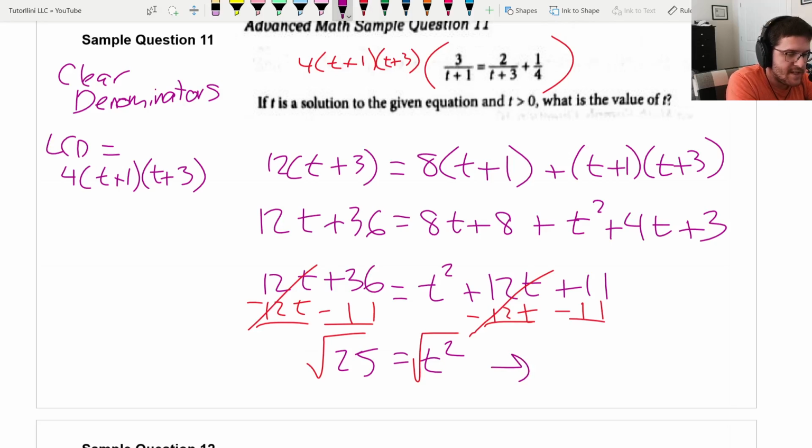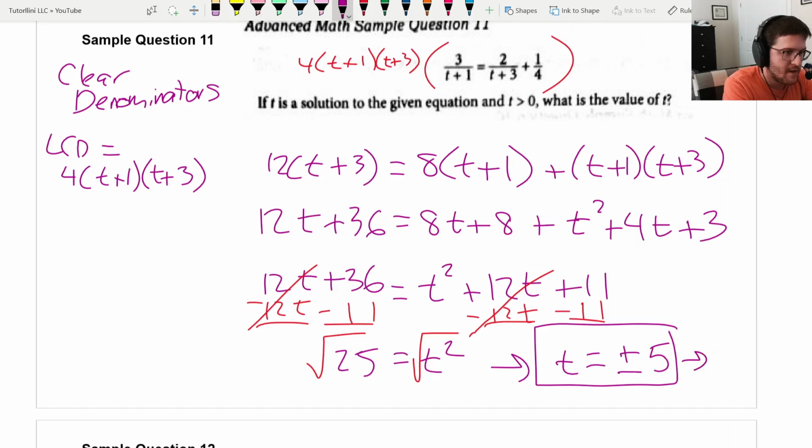And we get t equals plus or minus, got to put a plus or minus because we took the square root as part of our algebra, 5. And it says t is greater than 0. It's positive. So our answer should be 5. And that is correct. Great.